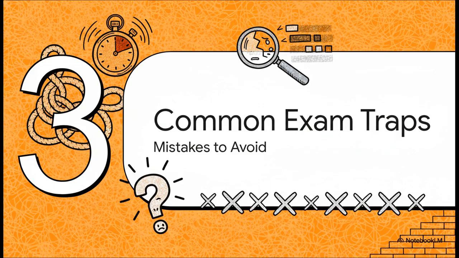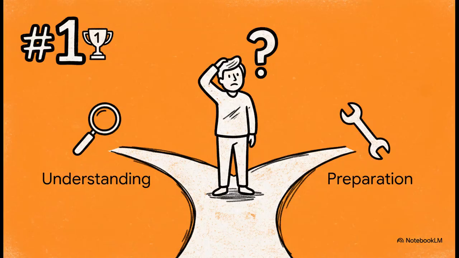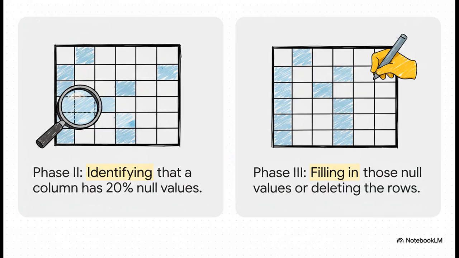It's going to test if you can apply those rules under pressure. So let's look at the most common traps that people fall into for this phase so you can see them coming a mile away. And here is trap number 1, the big one: confusing data understanding with data preparation. I'm telling you, the exam writers love to blur the lines here to see if you know exactly where that boundary is. Here's a perfect example you'll see.